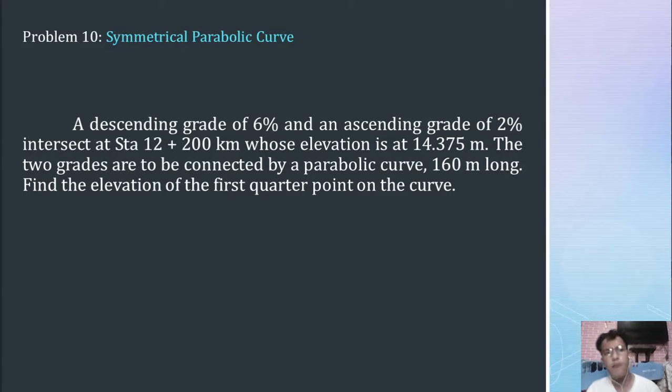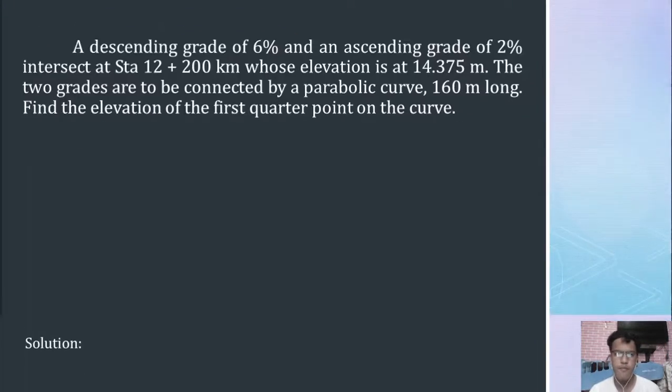So we have our problem number 10, the symmetrical parabolic curve. A descending grade of 6% and an ascending grade of 2% intersect at station 12 plus 200, whose elevation is 14.375 meters. The two grades are to be connected by a parabolic curve 160 meters long. Find the elevation of the first quarter point on the curve.